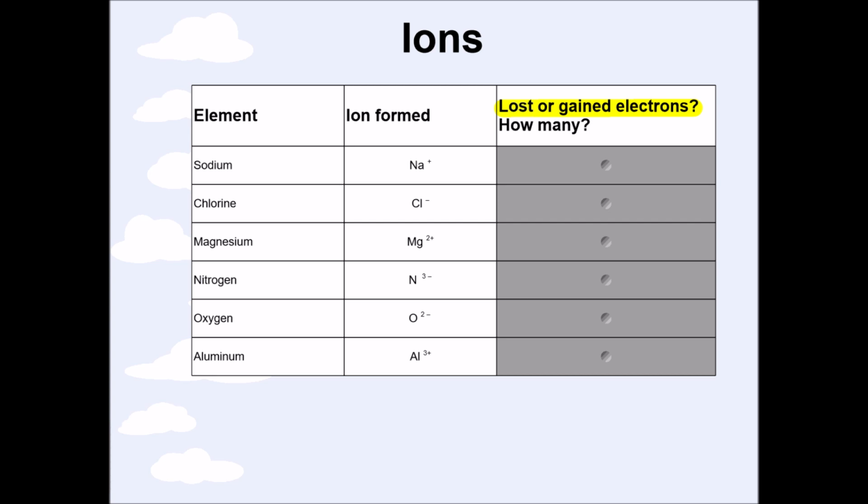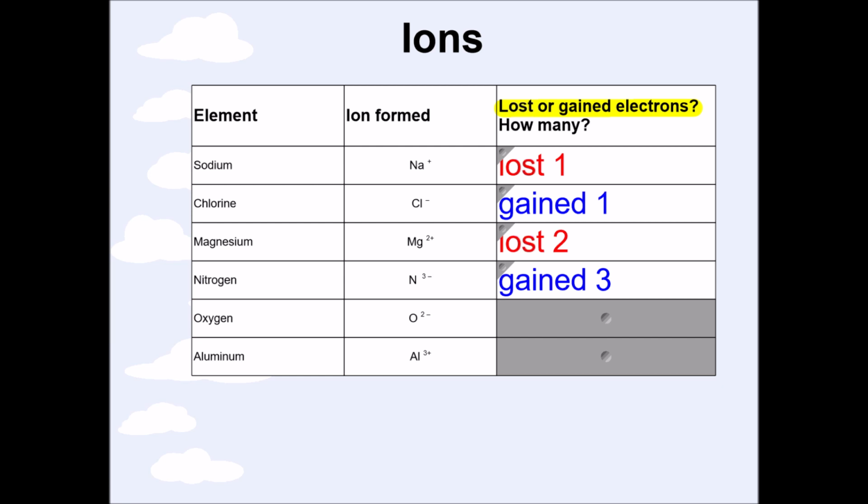Now let's review the concept of losing or gaining electrons, and specifically how many. A quick tip while doing this is to remember that electrons are negative. So if the ion is negatively charged, it has gained electrons. If it is a positively charged ion, therefore it has lost electrons. The chlorine ion is Cl-1, and since it is negatively charged, it has gained one electron. Magnesium ion is +2 by losing 2 electrons. Nitrogen is -3 by gaining 3 electrons.